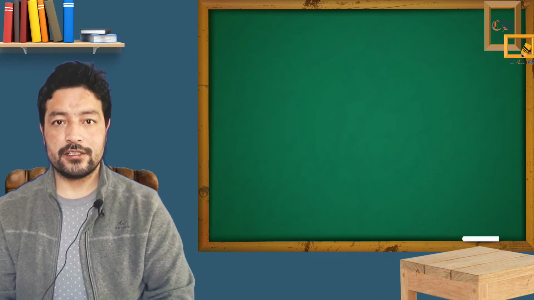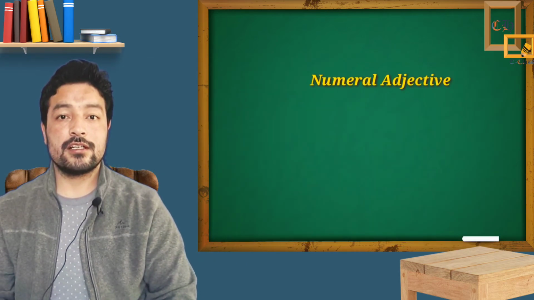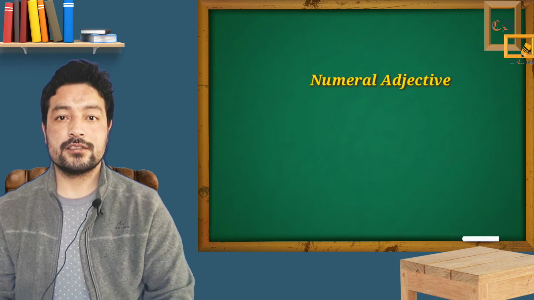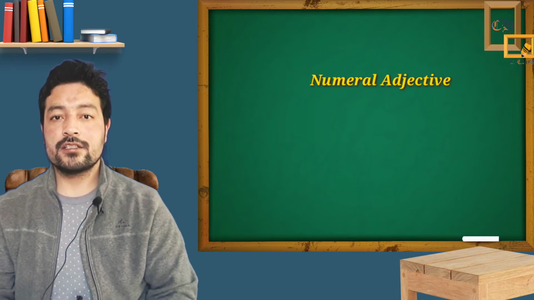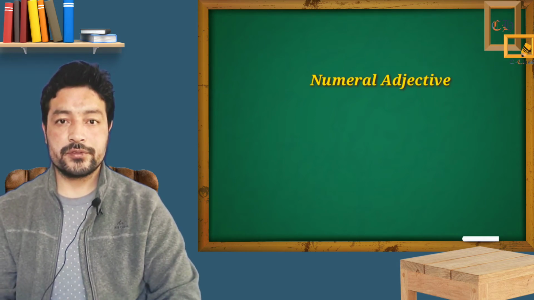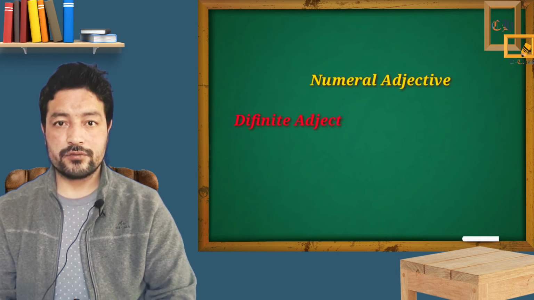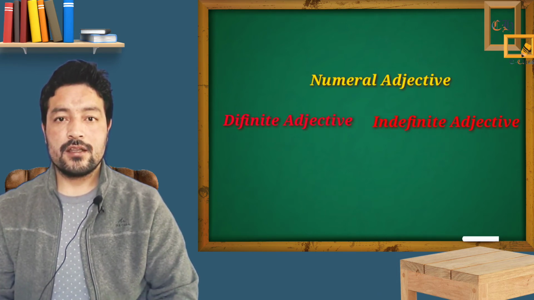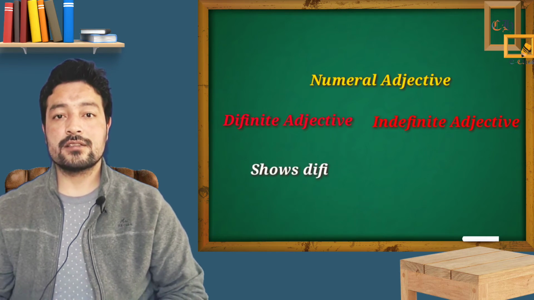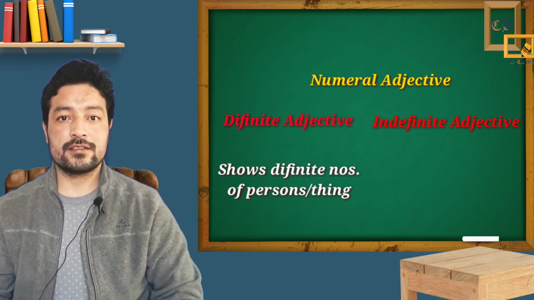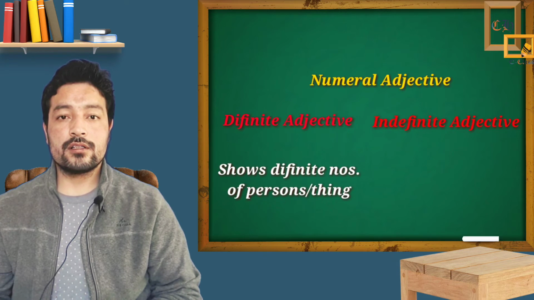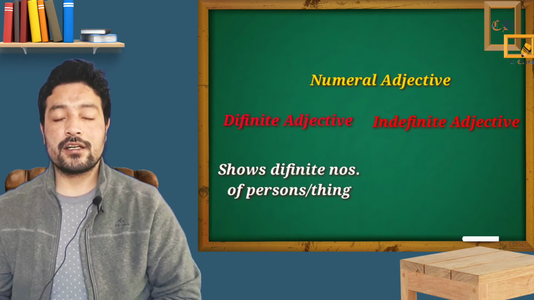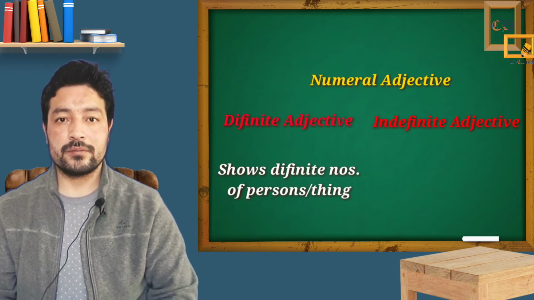The next one is numeral adjectives. Numeral adjectives tell us the number and order of persons or things. These adjectives are further divided into two groups. One is definite adjectives of number and the second one is indefinite adjectives of number. The definite adjectives of number tell us the exact number of persons and things. The words 1, 2, 3, first, second, third are examples of definite adjectives of number.